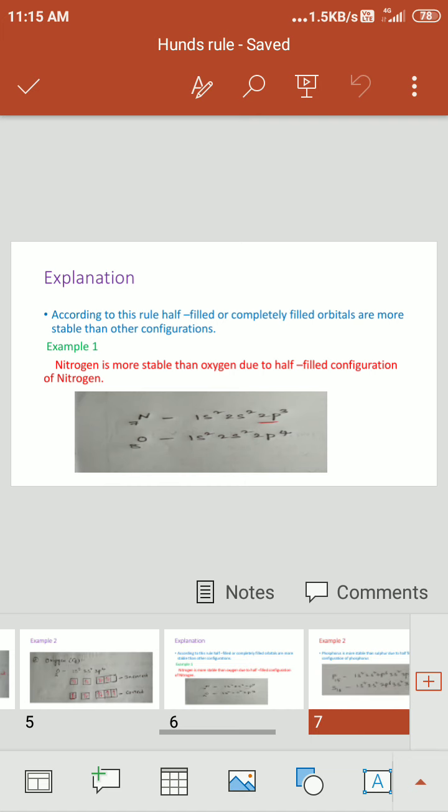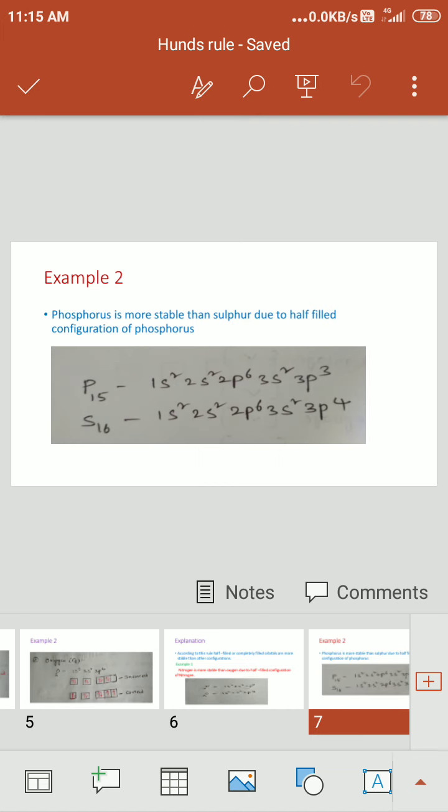Okay. And another example, phosphorus is more stable than sulfur. Why? Because we have to write the electronic configuration. Phosphorus, atomic number 15, configuration 1s2, 2s2, 2p6, 3s2, 3p3. Sulfur 16, 1s2, 2s2, 2p6, 3s2, 3p4. Look at the valence shell configurations. Phosphorus has 3p3 electrons and sulfur has 4 electrons. In these two, which one is half-filled? Phosphorus is half-filled. Hence phosphorus is more stable than sulfur.